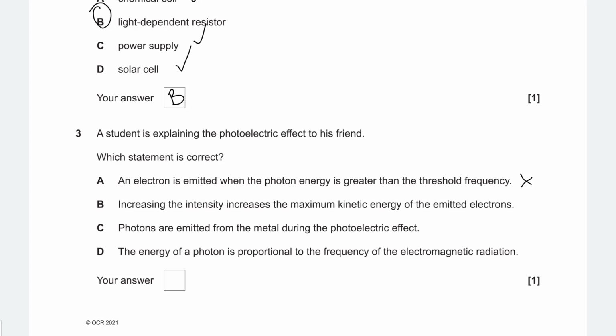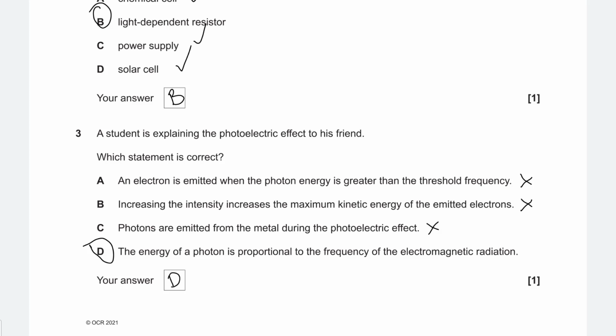Increasing the intensity increases the maximum kinetic energy of the emitted electrons. Absolutely no. There is a one-to-one interaction, so this does not happen. Photons are emitted from the metal during the photoelectric effect. Nope, it is electrons that are emitted, not photons. Mind you, you might argue that there is some infrared radiation being emitted, but I'm not going to go into that detail. By the process of elimination, D is the correct answer. Quick check, the energy of a photon is proportional to the frequency.